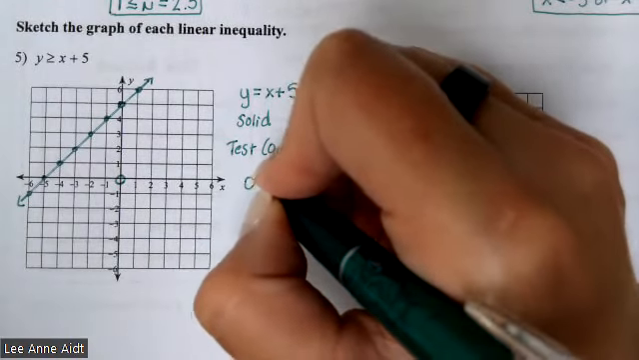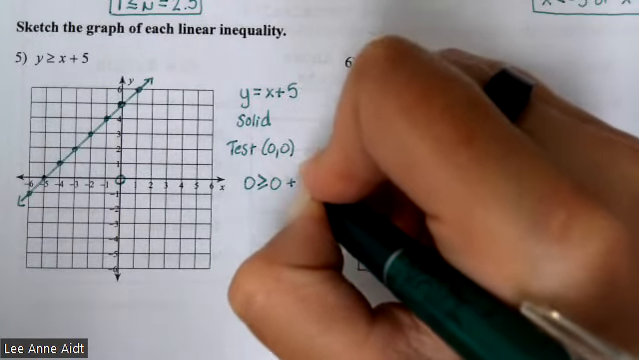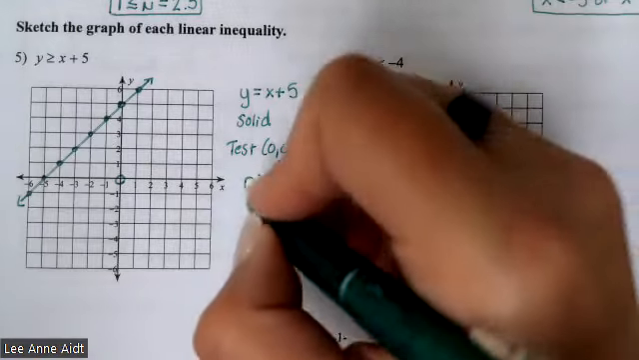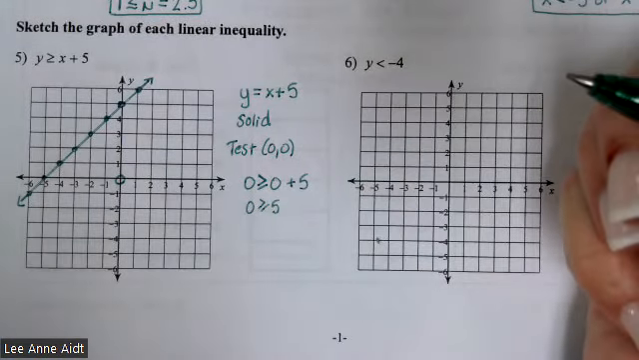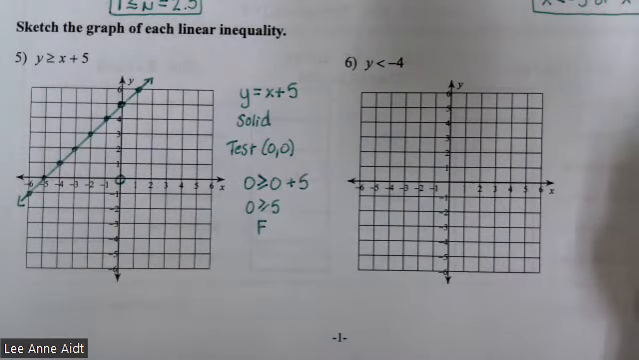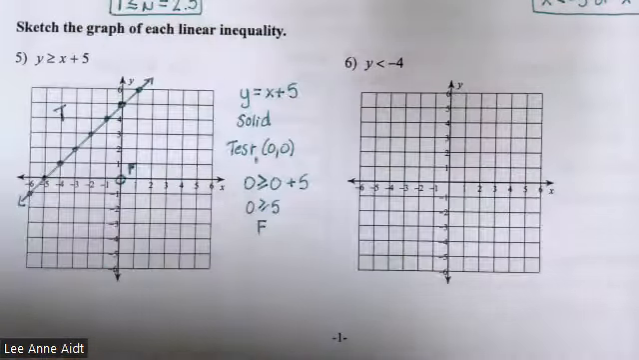0 is greater than or equal to 0 plus 5. 0 is greater than or equal to 5. False. Okay, so that means the point here that I plugged in is false, which means that this side is true.